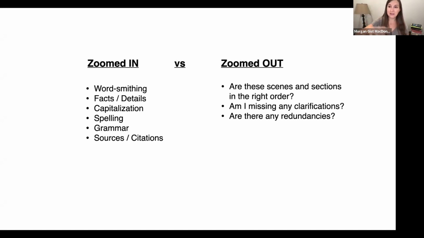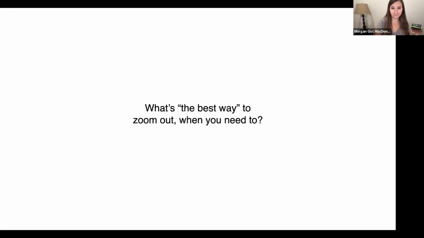And so we want to be thinking about, am I in a position of being zoomed out, or am I zoomed in? And most of the time, we tend to zoom in way too quickly and get frustrated, and we don't really have a mechanism, a method to zoom back out, something that will pull us back out. So what's the best way to zoom out when you need to?